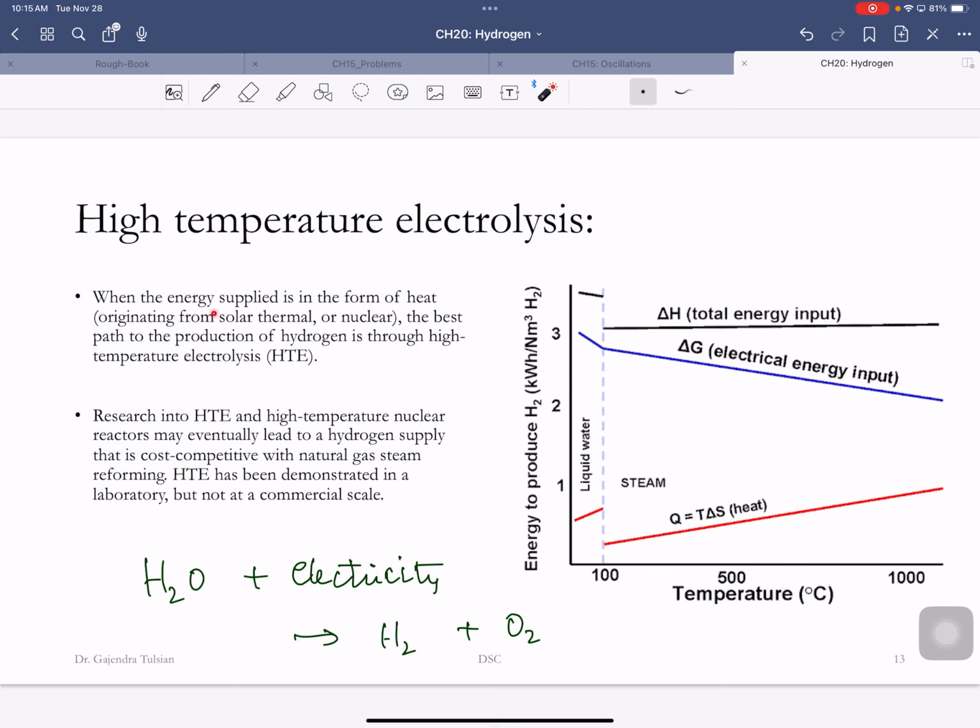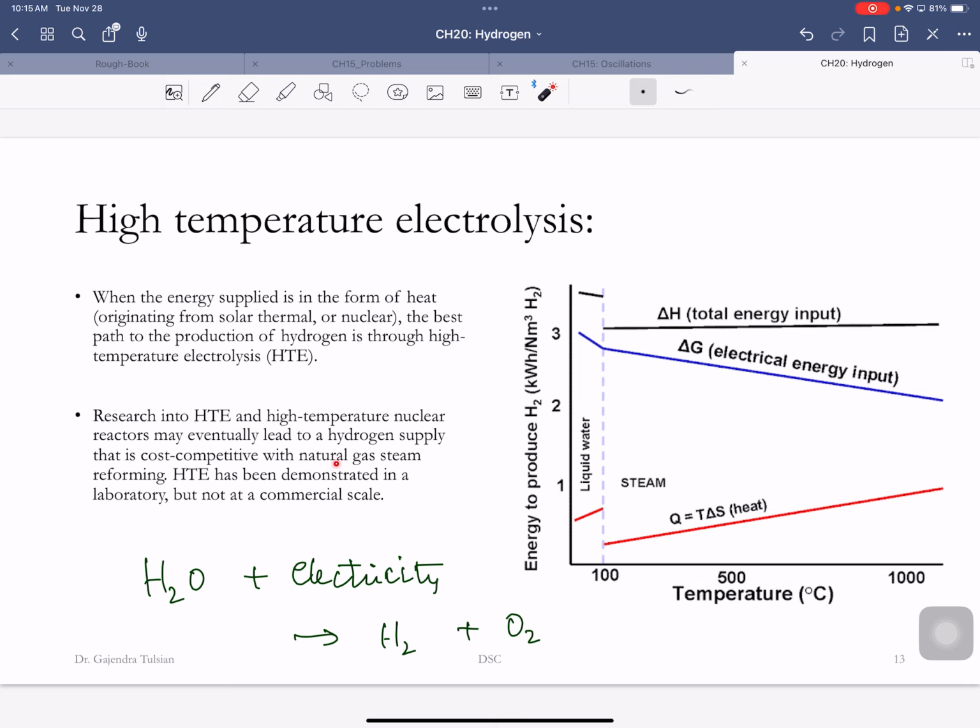Okay. So when energy supplied is in the form of heat, the best path to production of hydrogen is through high temperature electrolysis. So again, we're trying to produce hydrogen in the best possible way. Research into high temperature nuclear reactors may eventually lead to a hydrogen supply that is cost competitive with natural gas steam reforming.